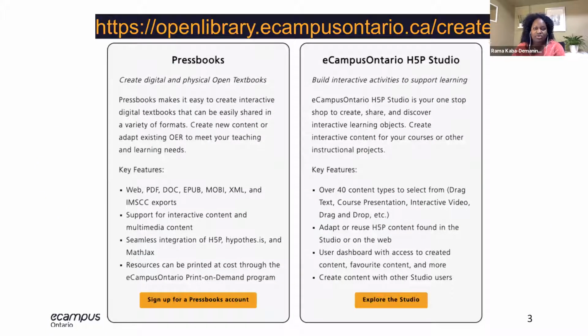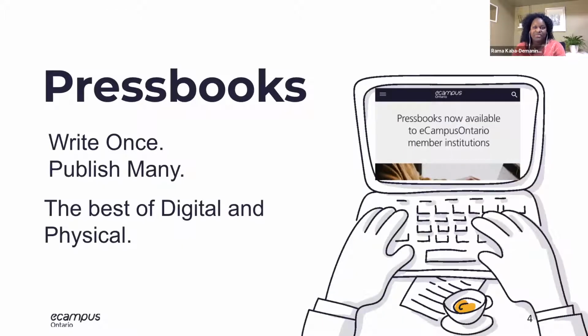Okay, so as part of our member institutions, you have access to both Pressbooks and H5P Studio for free. This allows you to create and customize resources and interactive activities for your teaching. Within Pressbooks, there are two main reasons why we offer it. Not only is it easy to use, especially if you've ever used WordPress, because Pressbooks is built on WordPress, but mainly because Pressbooks is a write once, publish many platform. This means that you can create multiple formats, from bound and printed textbooks to ebooks, by just creating one book.